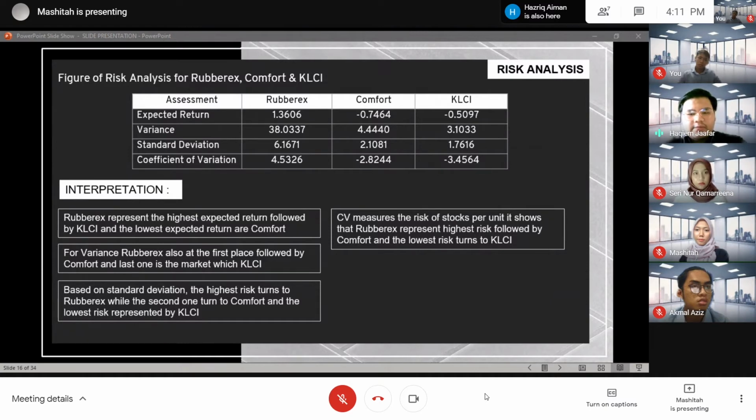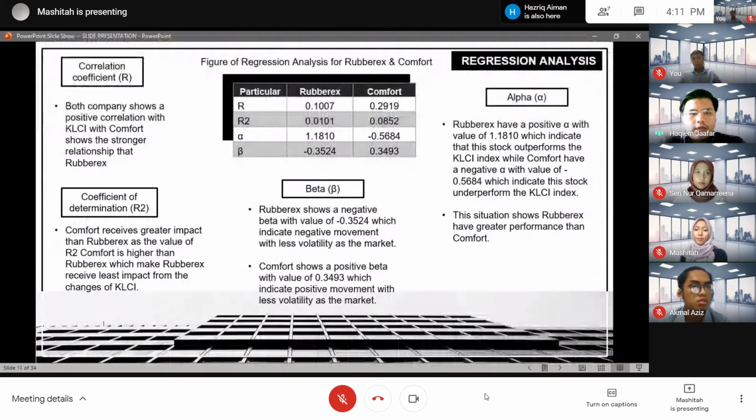The CV measures the risk of stock per unit. It shows that Rubberex represents the highest risk, followed by Comfort, and the lowest risk turns to KLCI. These are the figures of regression analysis for Rubberex and Comfort. Based on correlation coefficient, both companies show a positive correlation with KLCI, and Comfort shows a stronger relationship than Rubberex. From the coefficient of determination, Comfort receives a greater impact than Rubberex.